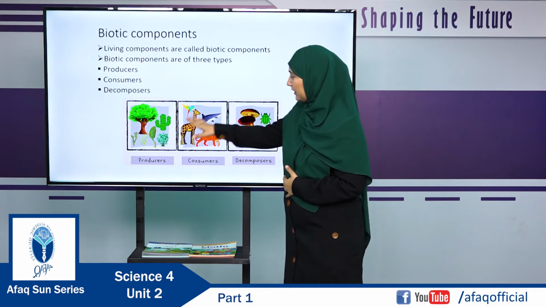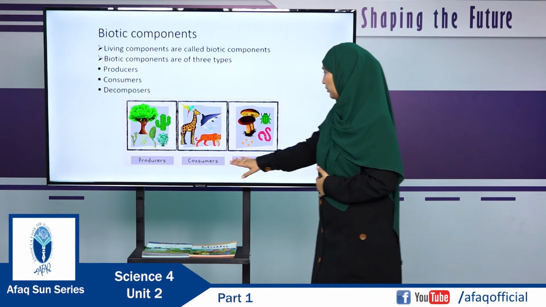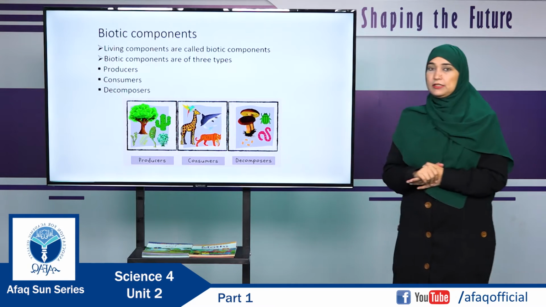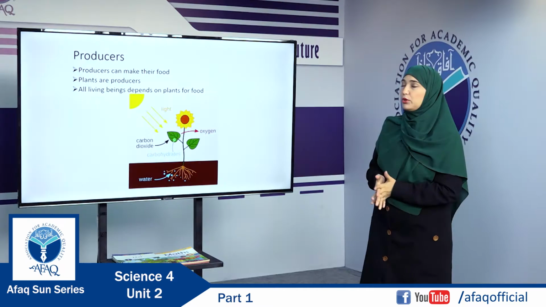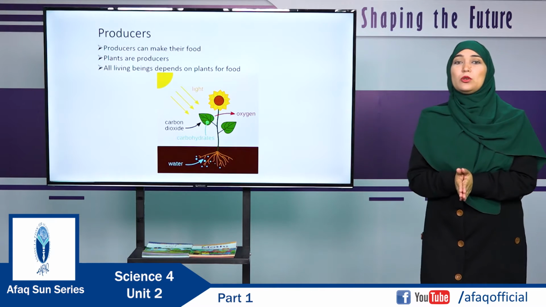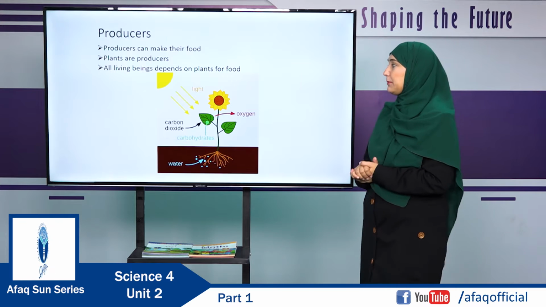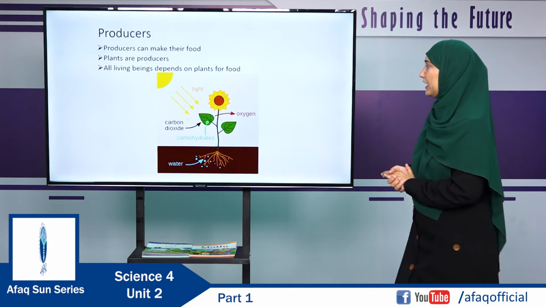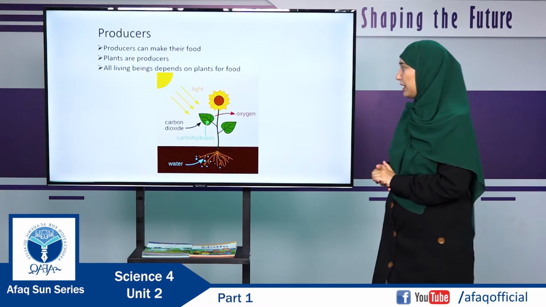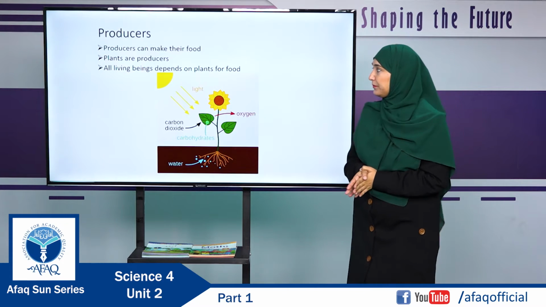As you can see here in this picture, you can see some producers, consumers and decomposers. Now we will learn what are these components. Producers. Producers are those organisms that can prepare their own food. Plants are producers because in the presence of sunlight, they take carbon dioxide from air and water from soil and make their own food.